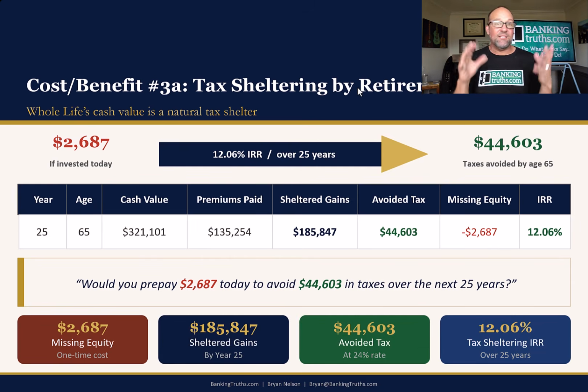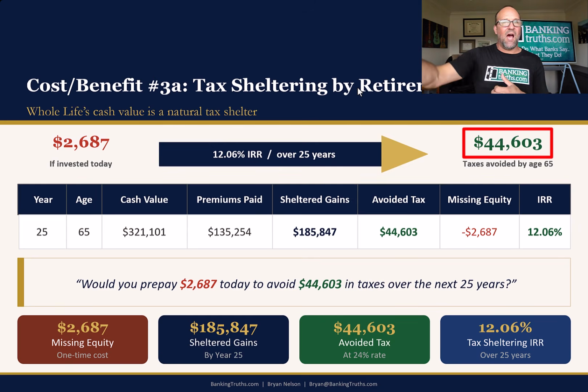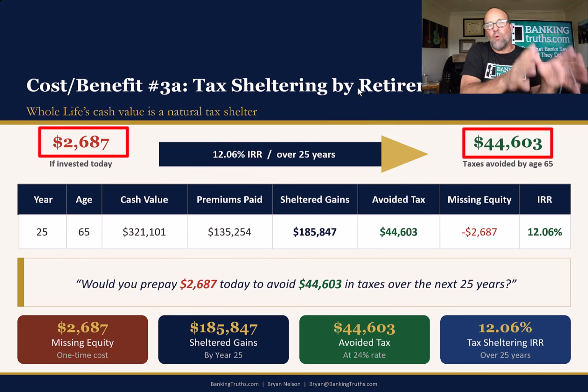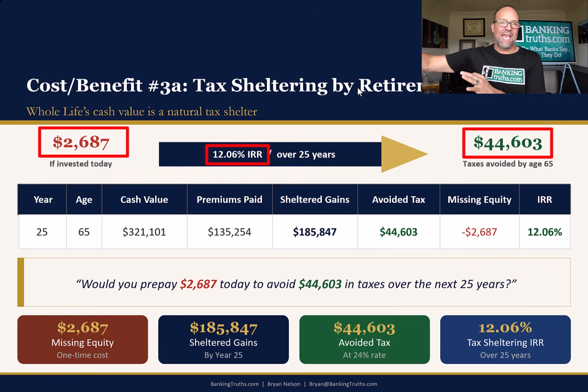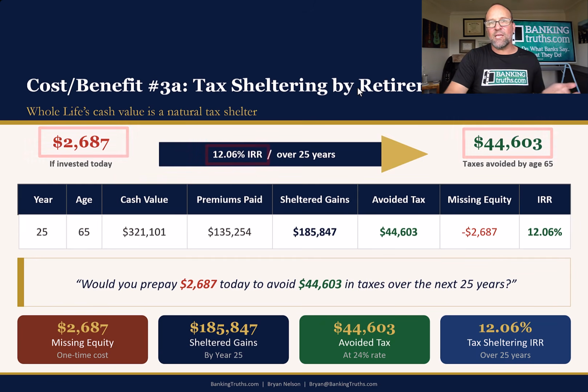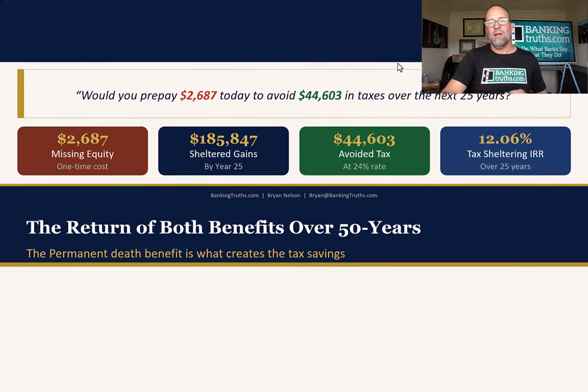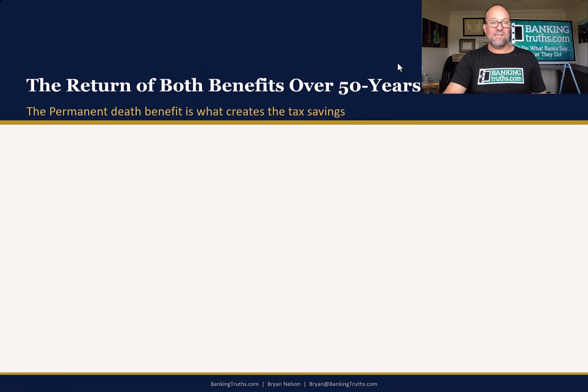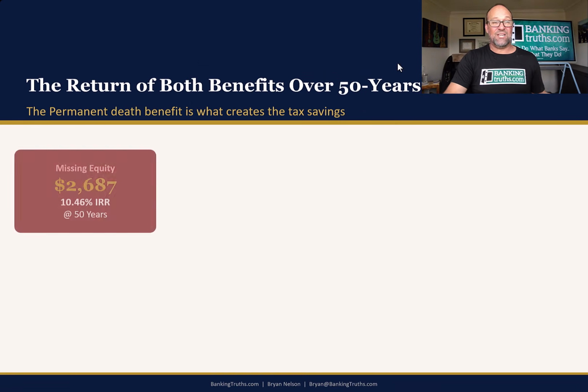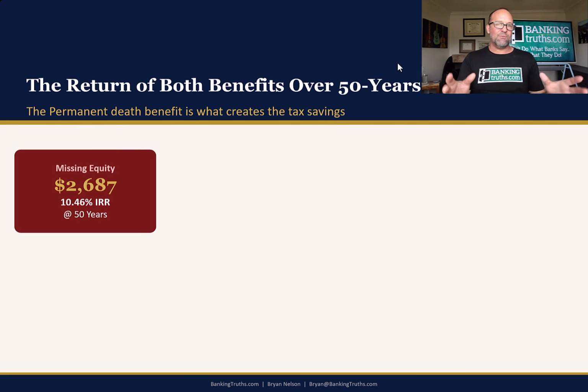In fact, this is just a net present value calculation. We're saying if you need to pay off $44,000 of tax by year 25, you'd need $2,600 sitting in a savings account earning 12% to just handle that bill for you. And if we look at what the total benefits are by year 50, so in this case, this guy's age 90, we're going to look at the same 2,600.